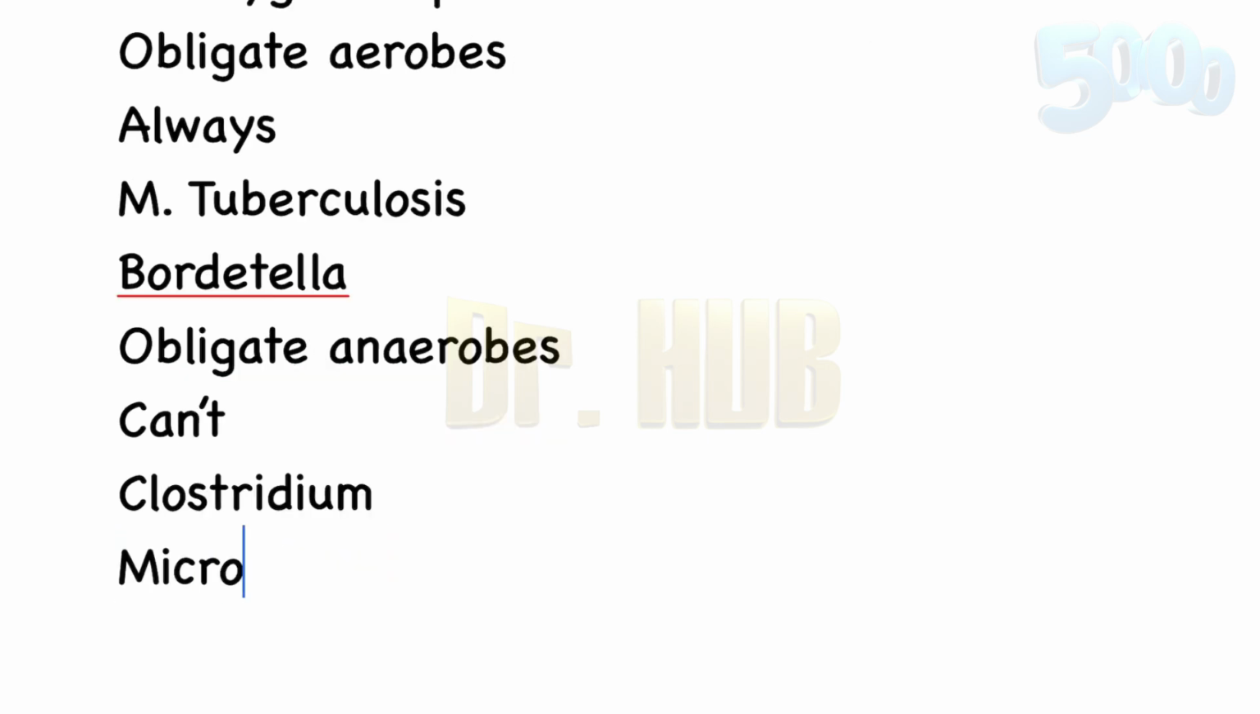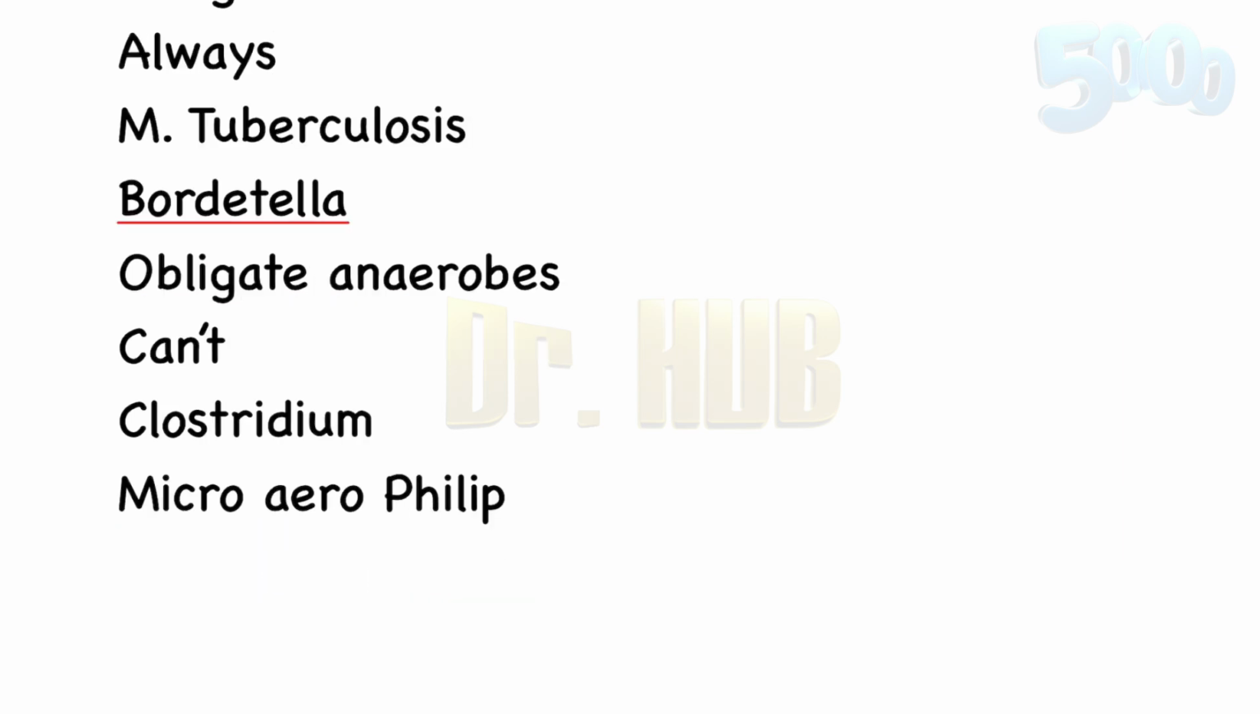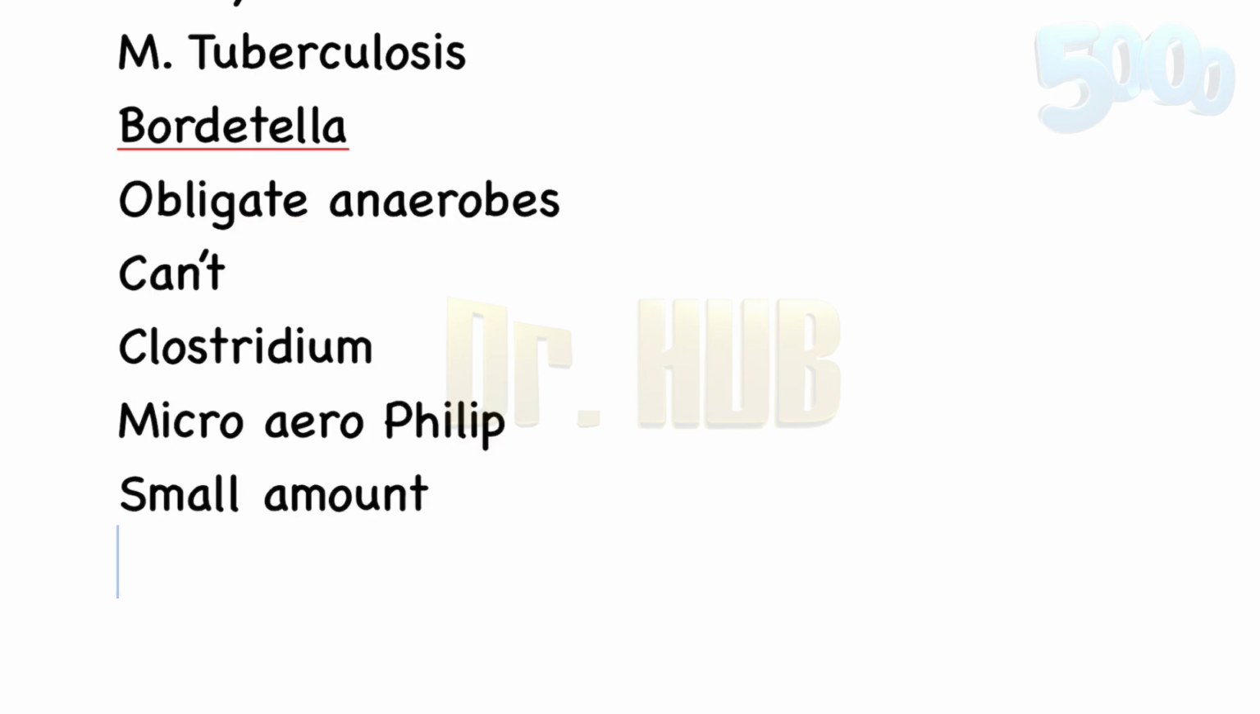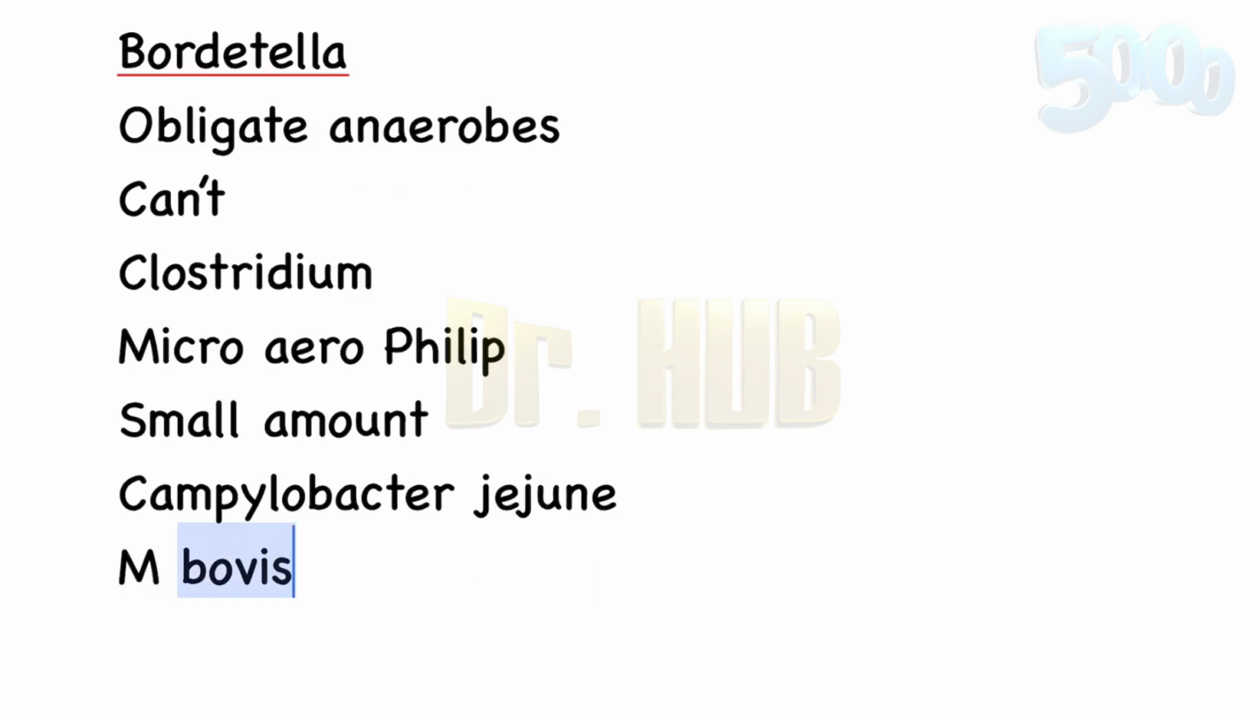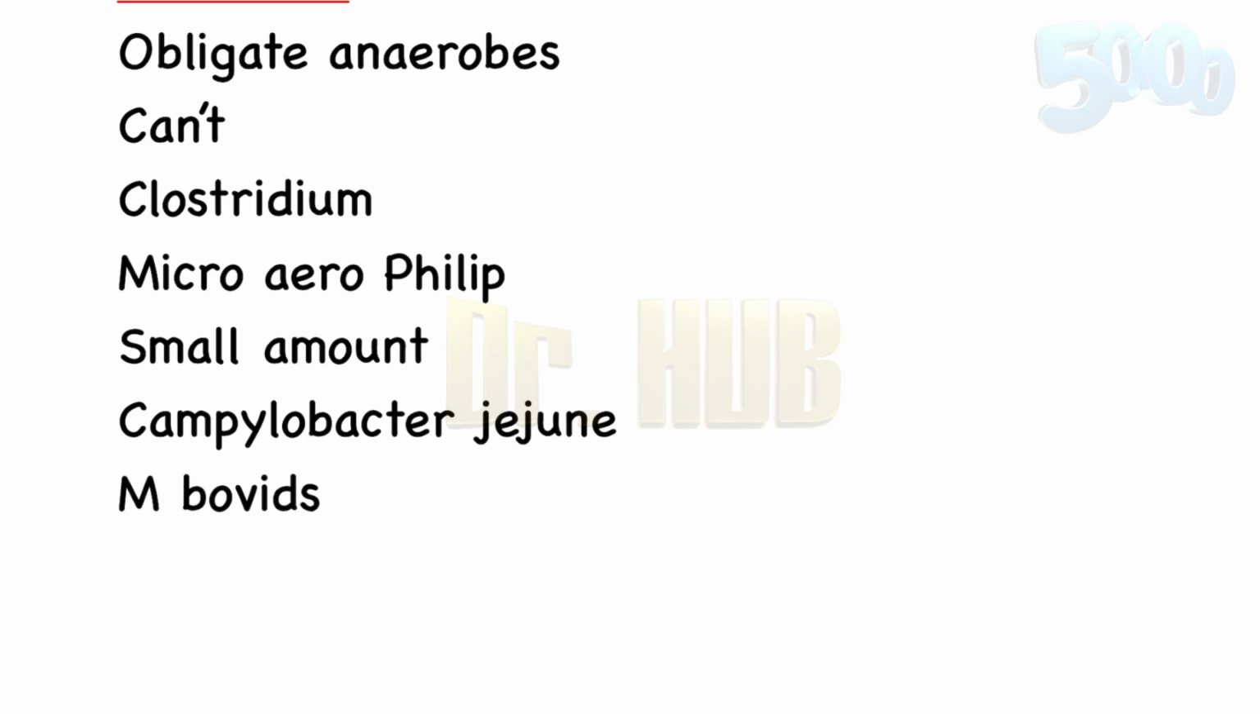Then we move on to the microaerophilic. Microaerophilic organisms require a small amount of oxygen, about 2 to 10% for aerobic respiration, and higher oxygen concentrations are inhibitory. The examples here include H. pylori, Campylobacter jejuni, as well as M. bovis.